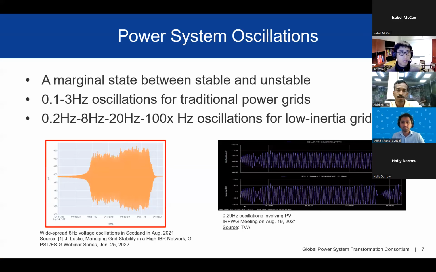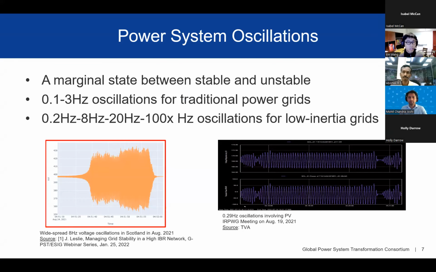So power system oscillations represent a marginal state between stable and unstable states of the system. For the traditional power system dominated by synchronous machines, we always observe 0.1 to 3 Hz oscillations. They are electromechanical oscillations.